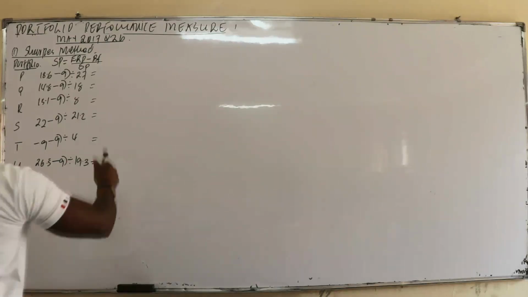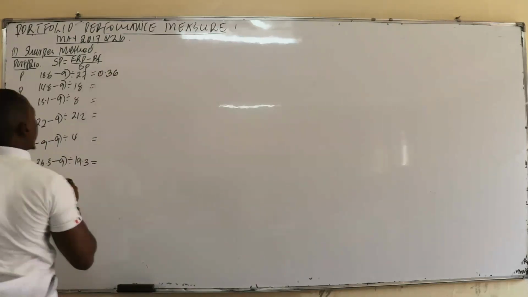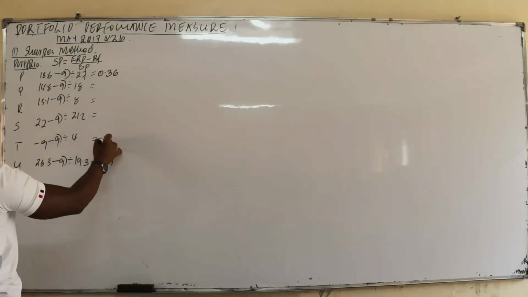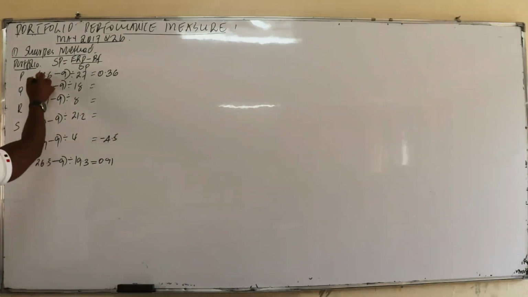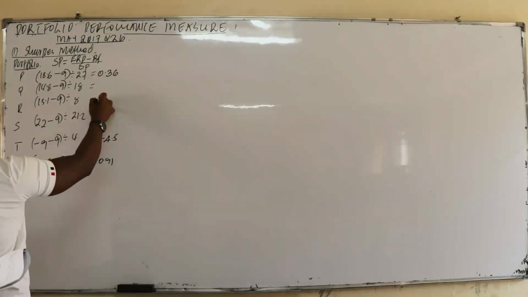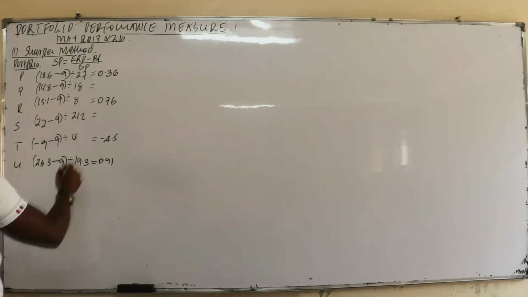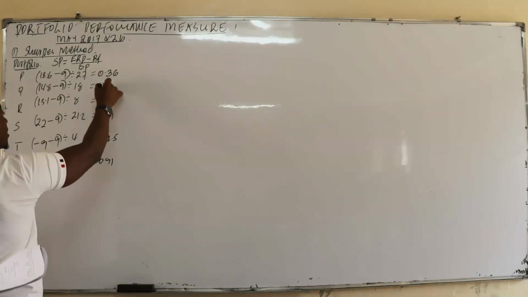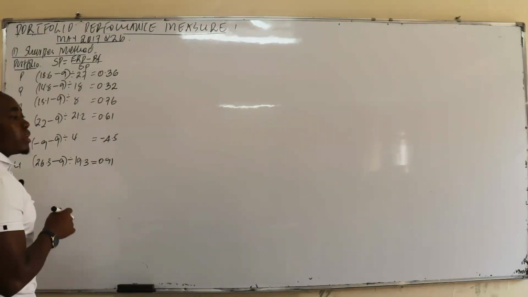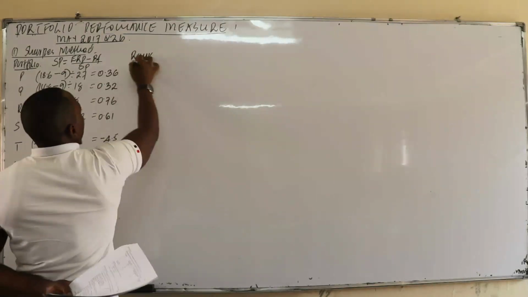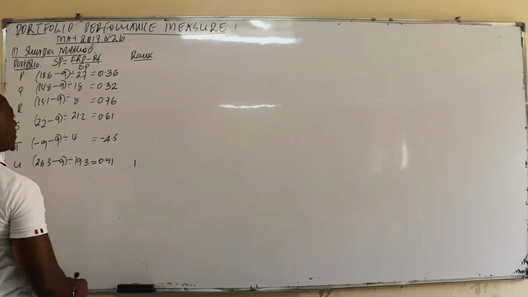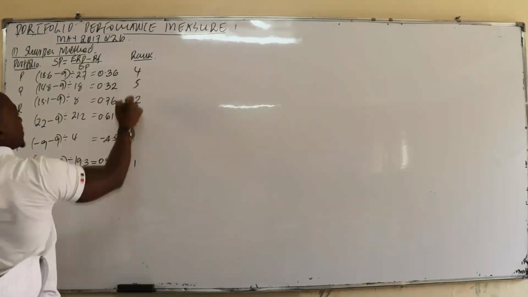The first one you get is 0.36, then 9.1, T negative 4.5, R 0.76, S 0.61. Now the question was, you rank them in terms of performance. So the higher, the better the performance. Which one has the highest Sharpe? This is number one, number two, number three, number four, number five, number six.